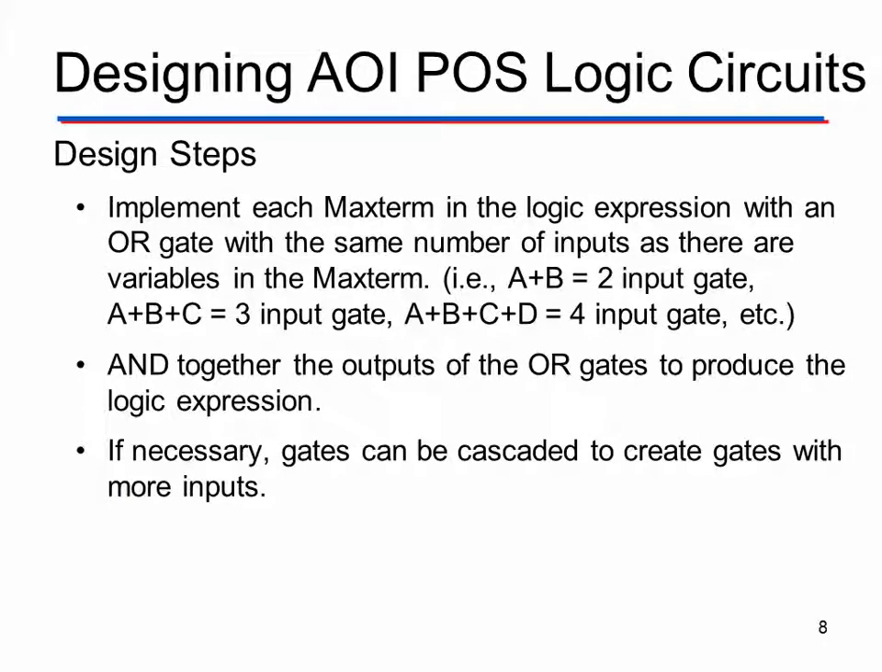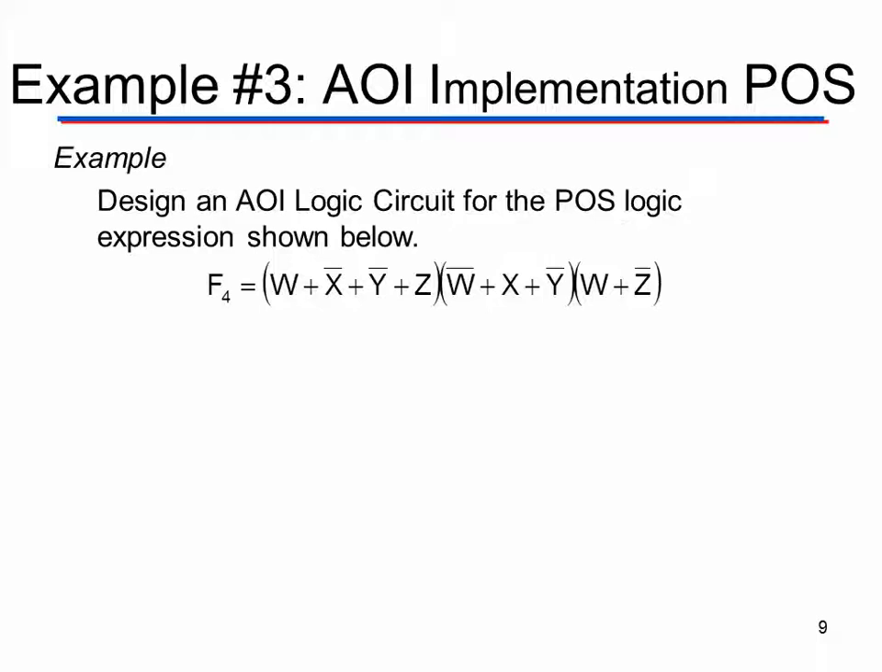Now there's really not much difference with the product of sums logic circuit. Based on the way that the logic expression is given to us, we're going to be using OR gates first, and then we're going to AND the outputs together, as opposed to the last example where we used AND gates first and then put those through OR gates. So here's a product of sums logic expression. You'll notice it looks different, but it's basically the same idea. We're just ANDing together things that we have ORed previously.